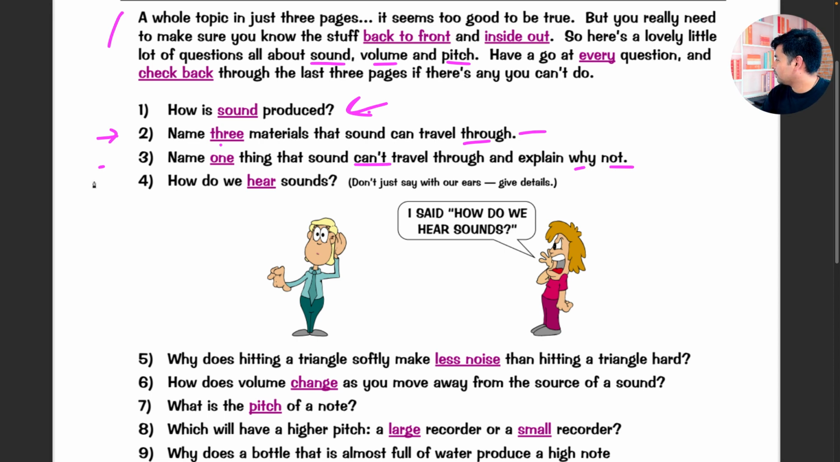Number 4: how do we hear sounds? Don't just say with our ears. Give detail. That's a good one. How do we hear sounds with our ears? Of course it is, but give more details, give a more scientific answer, right?